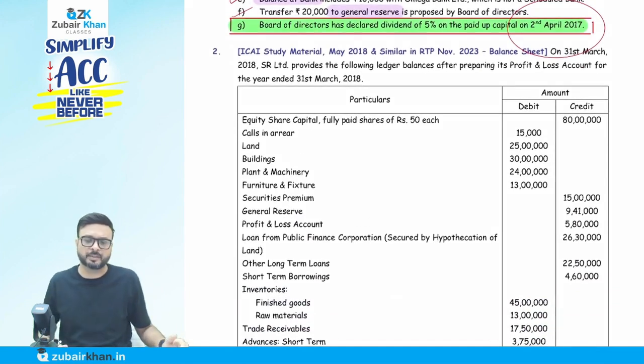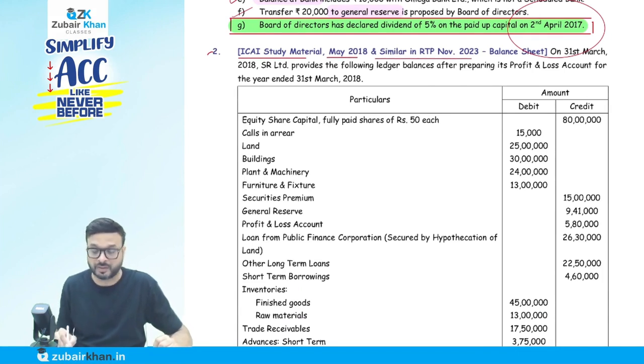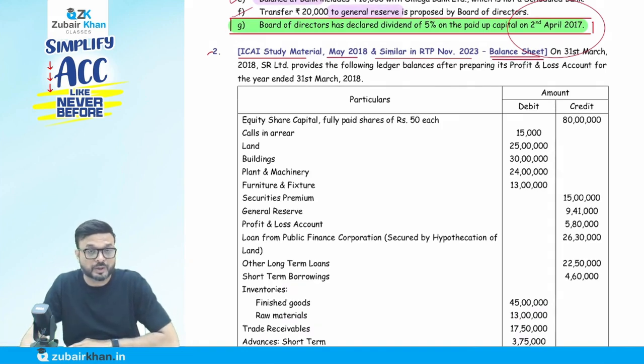Okay, a little bit lengthy but interesting question. First of all, it is an ICAI study material question. It came in May 2018, and is similar to RTP November 2023. The question is on balance sheet. Now on 31st of March 2018, SR Limited provided the following ledger balances after preparing its profit and loss account for the year ended 31st of March 2018.